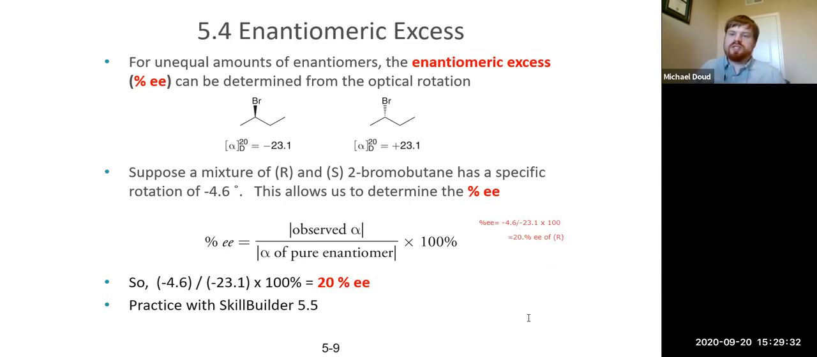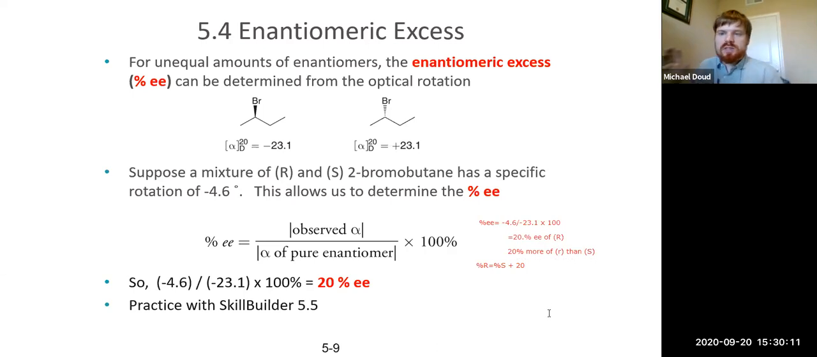Now, here's a fun question. What if we put it this way? What percentage of your mixture is R versus is S? What this says is if you have 20% enantiomeric excess, that means that you have 20% more of R than S. And then maybe it makes more sense if we put this in mathematical terms. So in other words, your percent R is equal to your percent S plus 20.